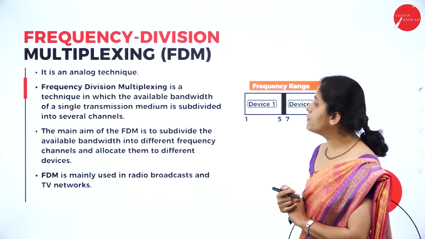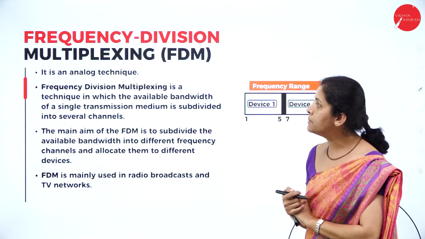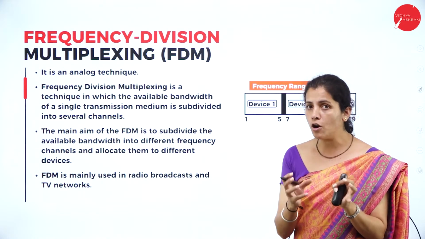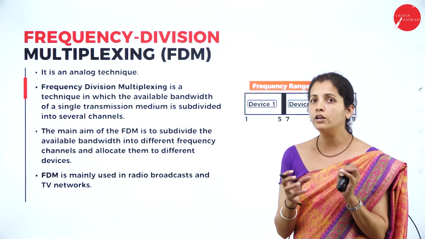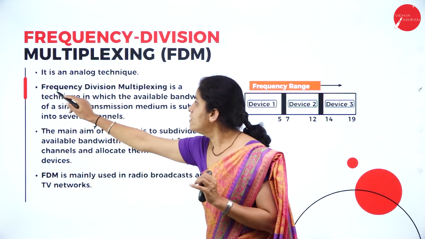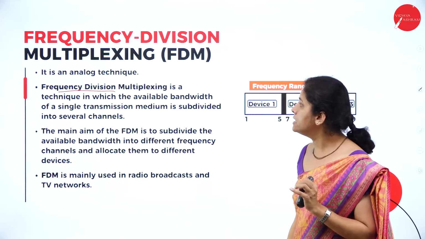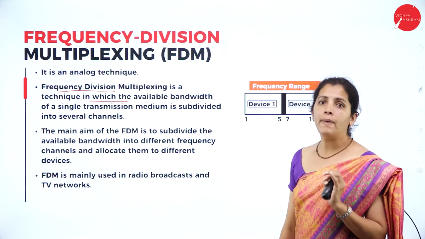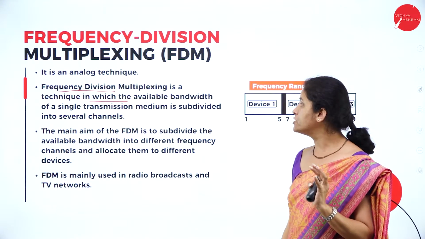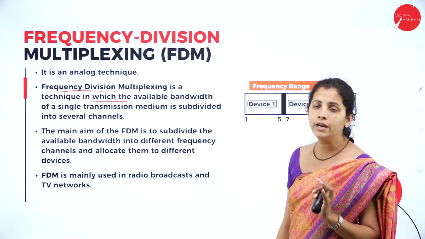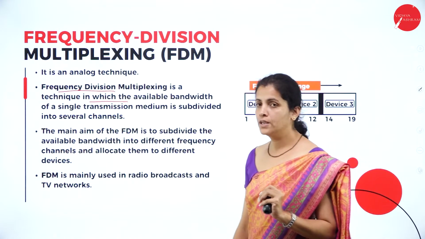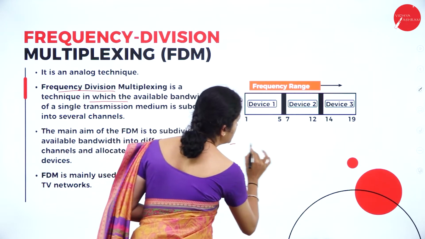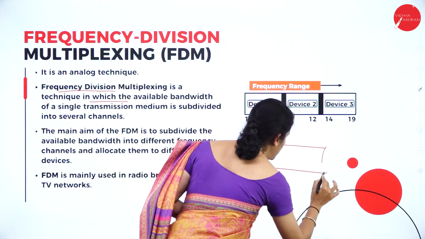So at the beginning, I'm going to have the frequency division multiplexing. It's an analog technique. Just remember, it's an analog technique. Frequency division multiplexing is a technique in which the available bandwidth of a single transmission media is subdivided into several channels. So here I'm going to have one single transmission media.